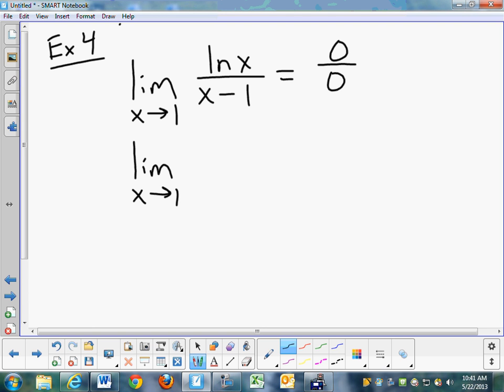Question. Then you would apply a different method. No. So I showed you an example earlier that was not indeterminate, and so then you need to apply a different method.